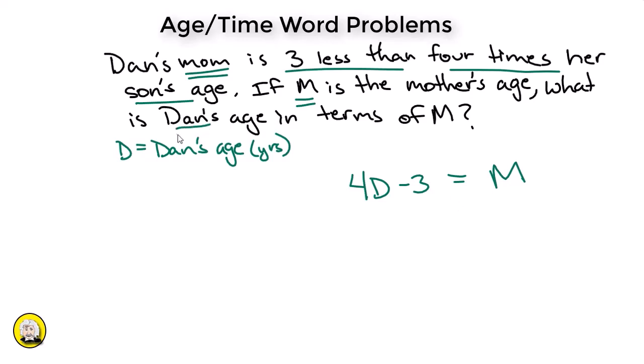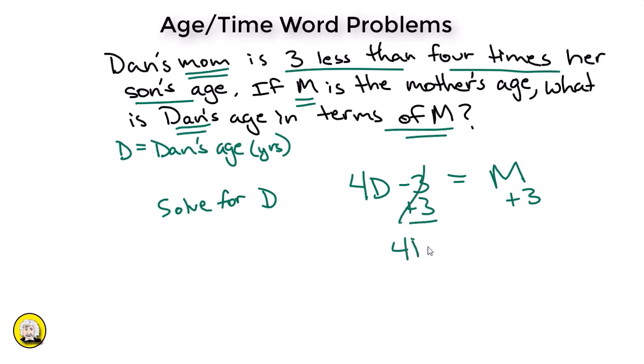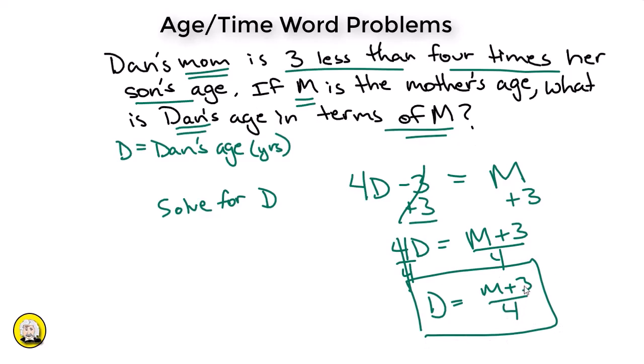So what is Dan's age in terms of M? That essentially means we want to solve for D, Dan's age. So let's do that. I'm going to add 3 to both sides to get the constant term away from the variable D on the left side. Those will cancel, and I'll be left with 4D equals M plus 3. Now I want to divide by my coefficient of 4 on both sides. That cancels to be 1D, and D equals (M plus 3) over 4. And that is Dan's age in terms of M.